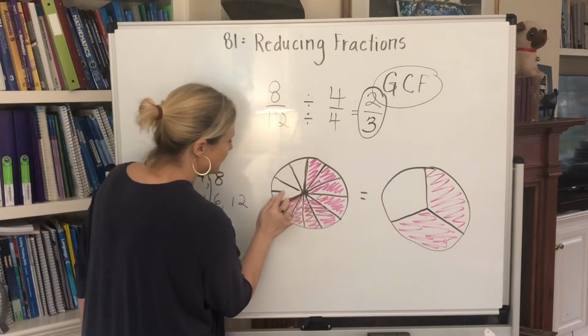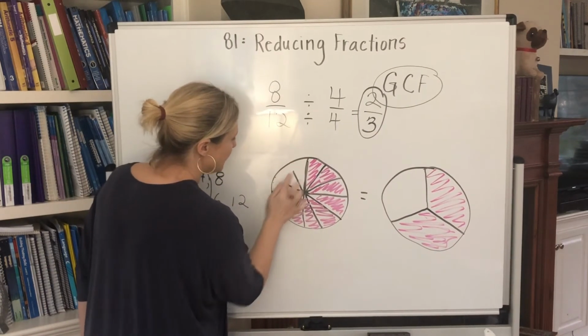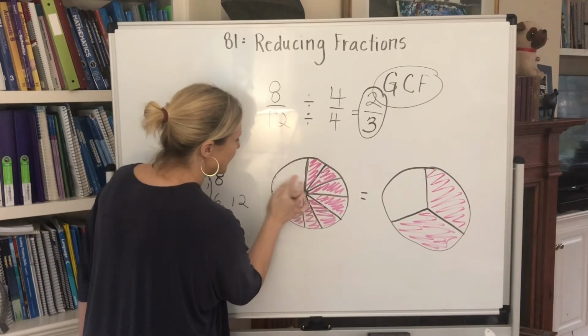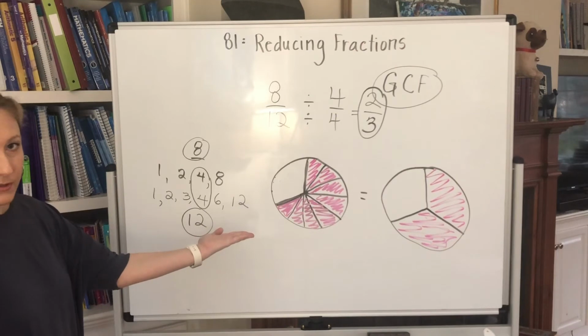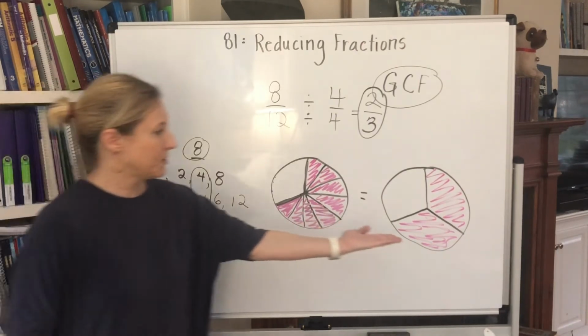And I'm going to erase these extra lines in pieces so that you can see that they are both exactly 2/3. 8/12 equals 2/3.